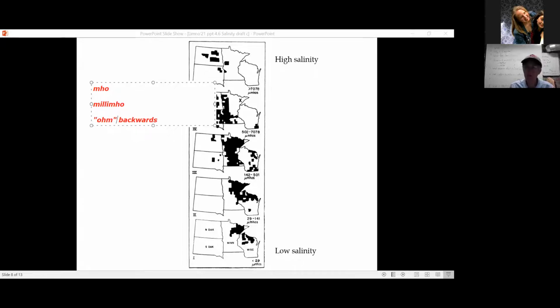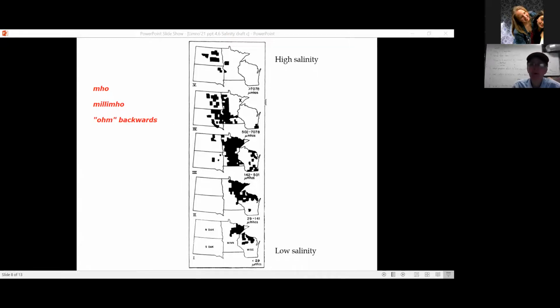Because ohm is the measure of resistance. The ohm is a measure of electrical resistance. And so the mho is the measure of electrical conductivity. So they called it the mho. Okay, I know it seems like a nerdy joke, but it's serious.